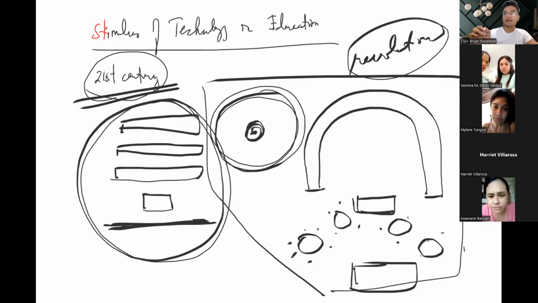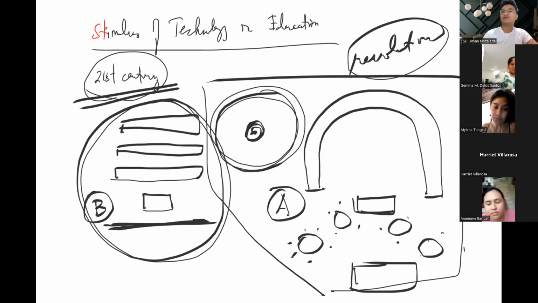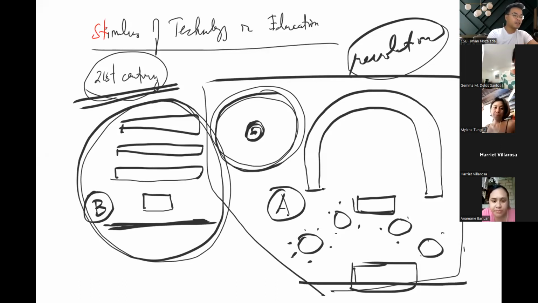If you are the learner and you are seated in classroom A versus in classroom B, how would you feel as a learner? Anyone from the class? Yes, Gemma, you want to answer my question? Or anyone? You can unmute yourself if you want to answer. Kung ikaw ang nakaupo dito sa classroom A versus dito sa classroom B, ano nararamdaman mo bilang isang mag-aaral? How would you feel about it?